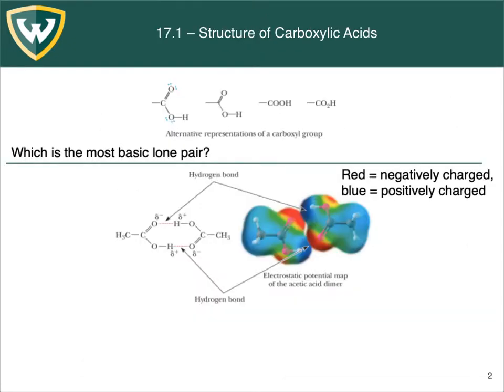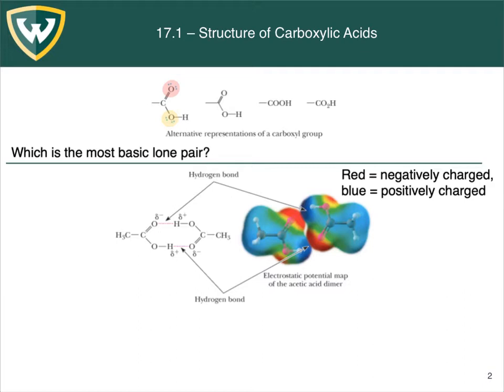A carboxylic acid has the structure shown here at the top, and it can be written in a few different ways. We need to think about the reactivity of the oxygen lone pairs. Specifically, we need to determine which oxygen is more basic.